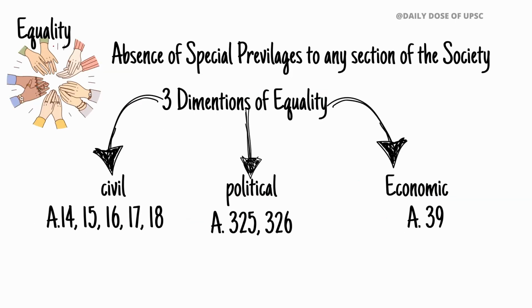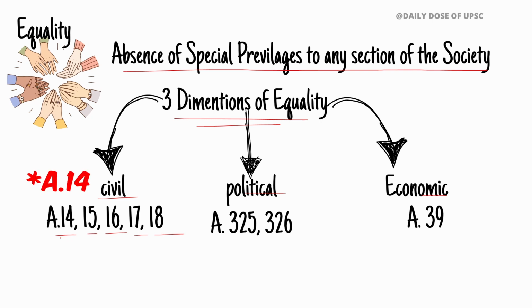Next keyword is equality. Absence of special privileges to any section of society. There are three dimensions of equality: civil, political and economic. Civil equality is achieved through Article 14, Article 15, Article 16, Article 17 and Article 18. Article 14 gives us equality before law and equal protection of laws. And Article 15 gives us prohibition of discrimination on the grounds of religion, race, caste, sex or place of birth.